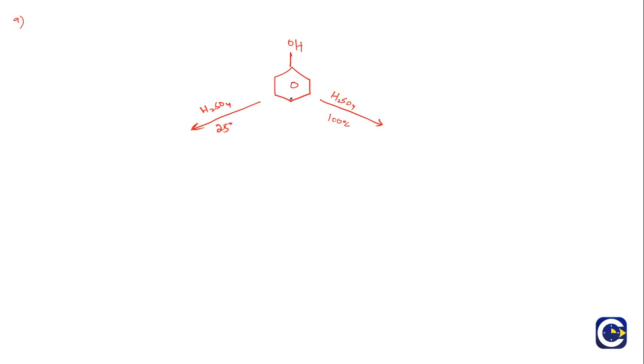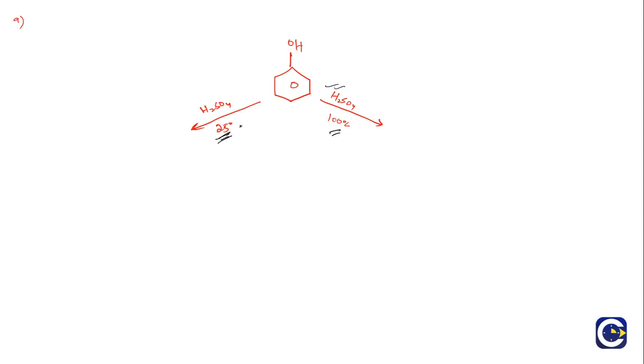Now we have phenol, and phenol reacts with sulfuric acid. We have two pathways. In both pathways we have H2SO4 as the reagent, but we have a difference of temperature. In one pathway the reaction takes place at 25 degrees Celsius, and in the other at 100 degrees Celsius. So there is only a difference of temperature.